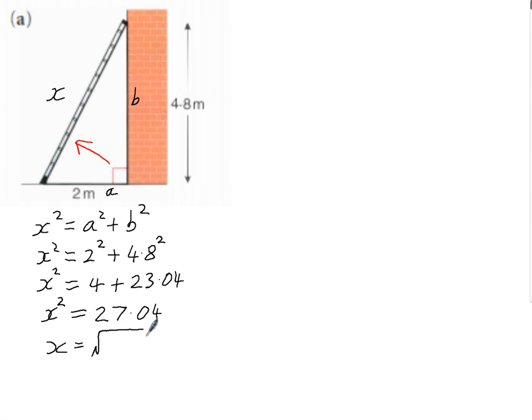So the square root of 27.04, because the square root of x squared is x, so we find the square root of 27.04, and that comes out at 5.2 meters. So our ladder is 5.2 meters long. Okay, go on to another example.